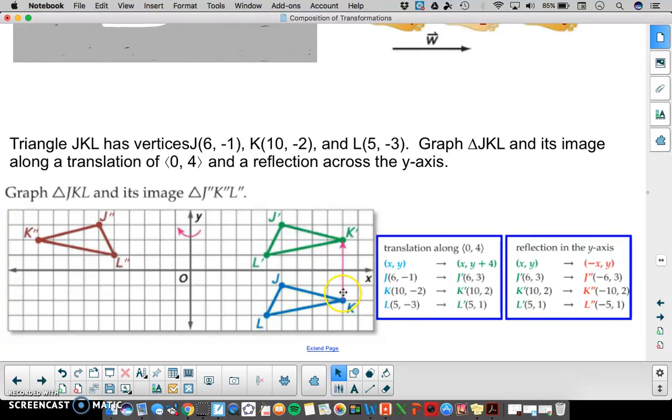Now notice we are translating and then reflecting across a line that is parallel to our vector. Our vector was completely vertical and our line of reflection was also completely vertical.